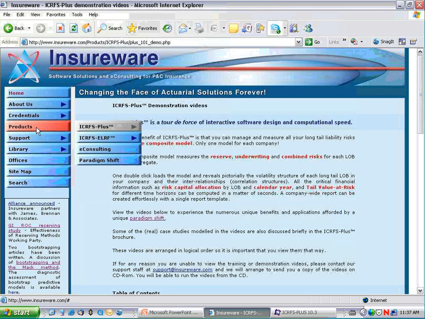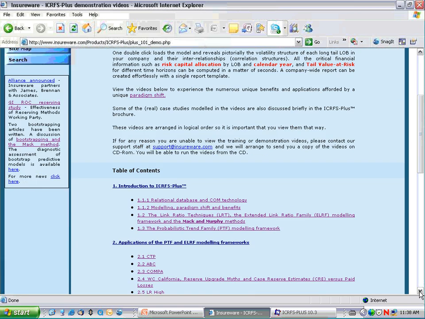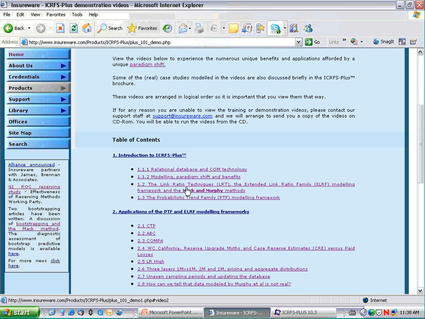Once you're on our website, the homepage, you can go to Products, Icofus Plus, and then Demonstration Videos. Demonstration Video 1.2 looks at link ratio techniques that you're all familiar with. Extensions of link ratio techniques, that's called the extended link ratio family.